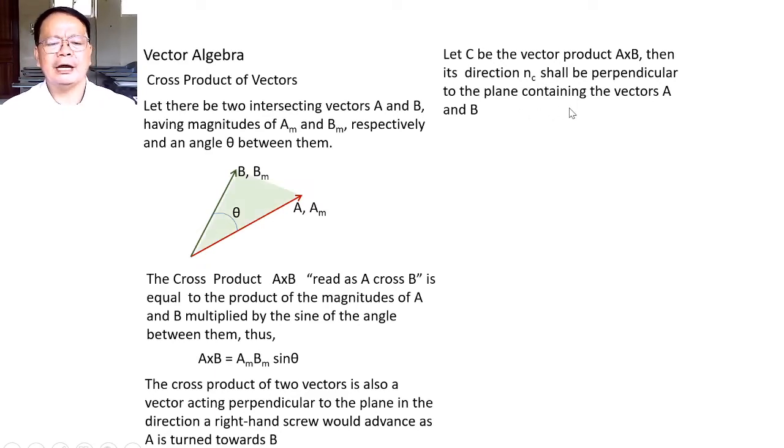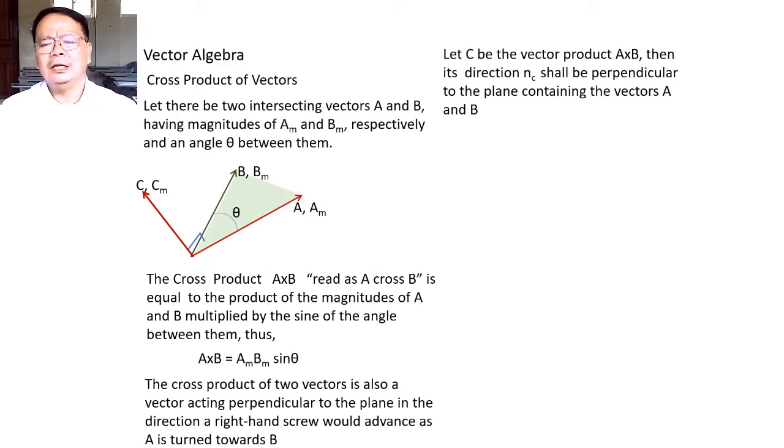In the illustration that I have, let us imagine that this plane is the plane that contains the two vectors A and B. So that perpendicular to this plane is the direction of C, the cross product. And let us imagine that this axis is perpendicular as shown by this symbol. Hence, this direction of C, which shall be called N sub C, shall be the direction of the cross product A and B.